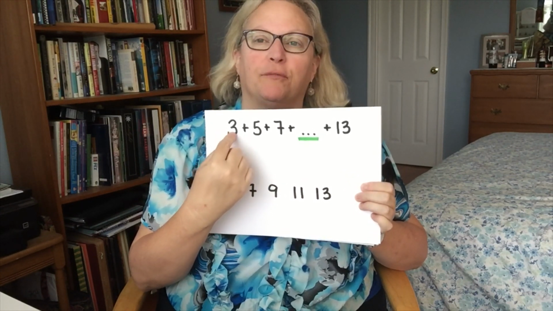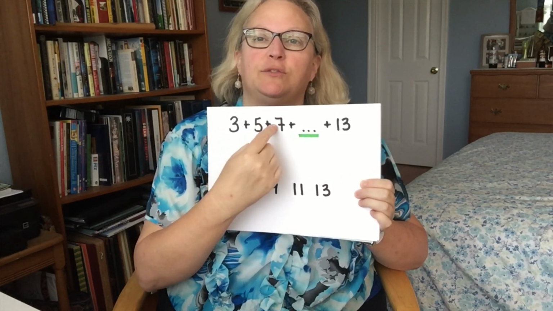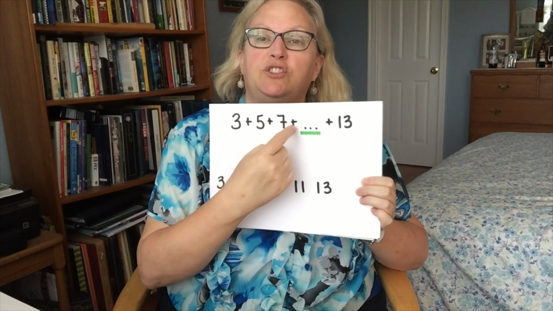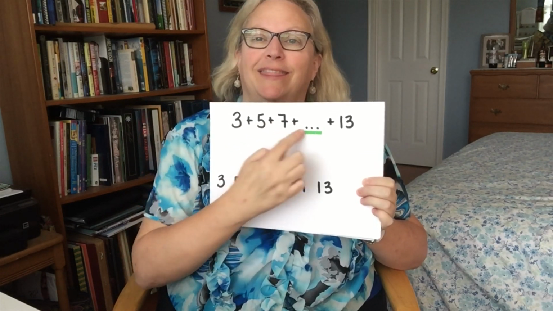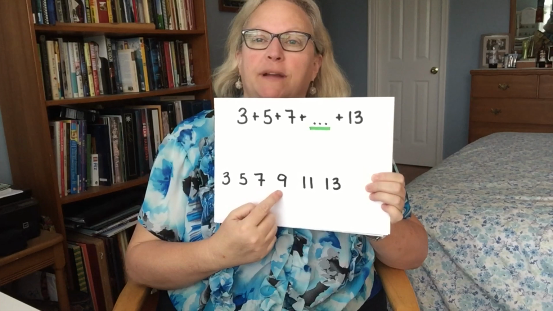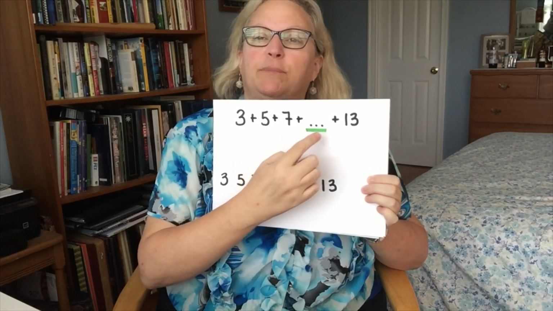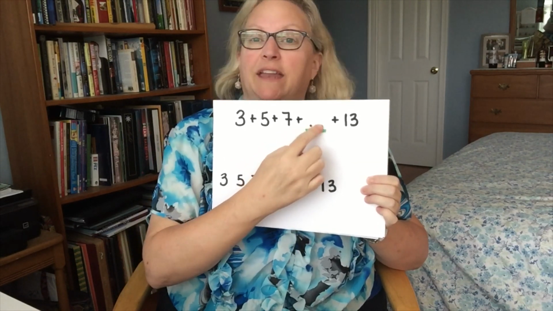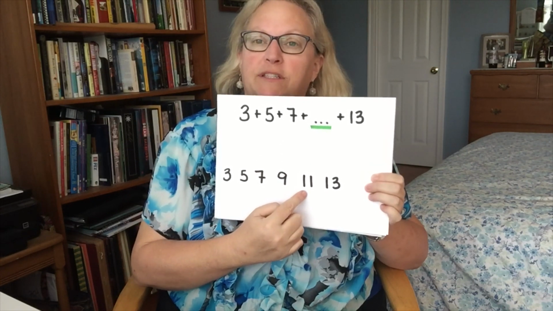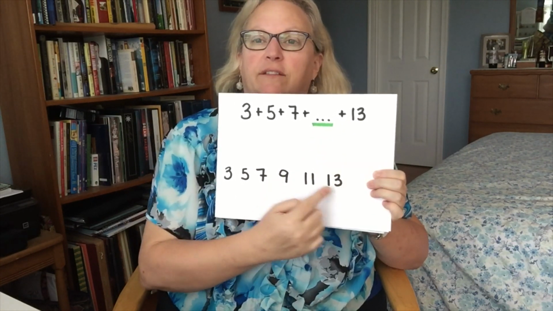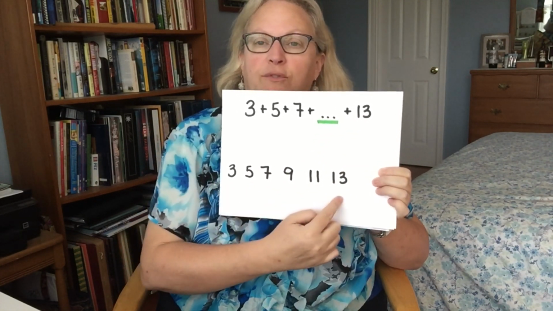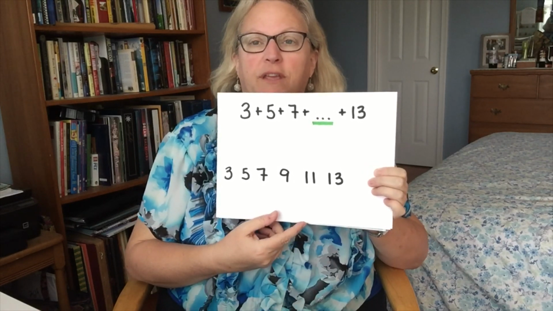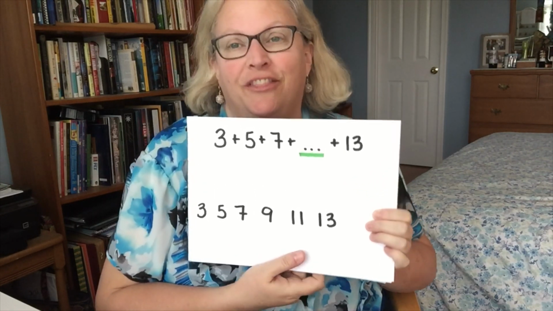So here I've got 3 plus 2 is 5. 5 plus 2 is 7. So 7 plus 2 would generate a 9. That's missing up here, but I'm going to put it in my set down here. And then 9 plus 2 is 11. Again, missing up here. So I'm going to put it down here. Plus 13. So these are the numbers we need to add up. 3, 5, 7, 9, 11, and 13.